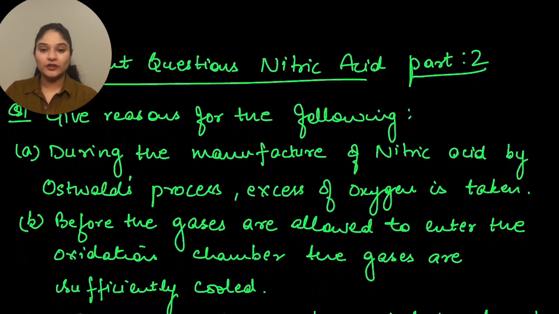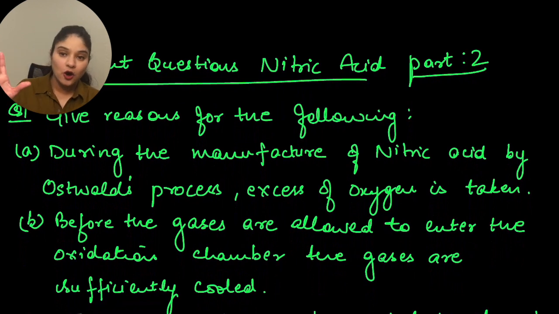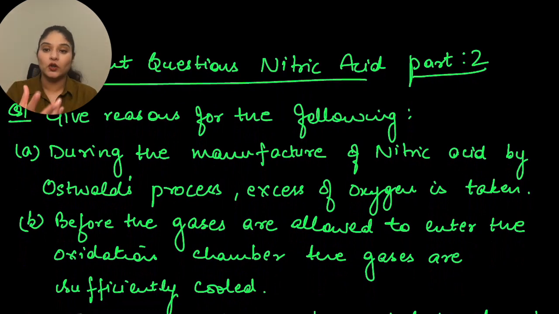Alright, let's start with the first question. The first question says, give reasons for the following. During the manufacture of nitric acid by Ostwald's process, excess of oxygen is taken. So the reason for that is that oxygen is required at every step of the process. Now, Ostwald process is a long process and it's an industrial process. So at every step, you need a lot of oxygen. Therefore, in the entire industrial process, that is Ostwald process, excess oxygen is required. That is the answer for the first one.